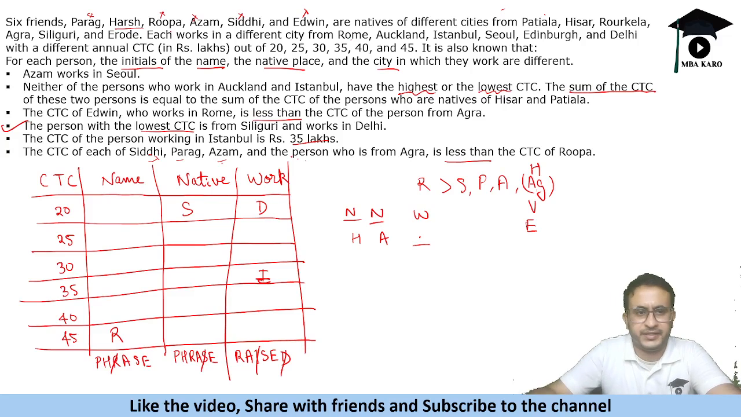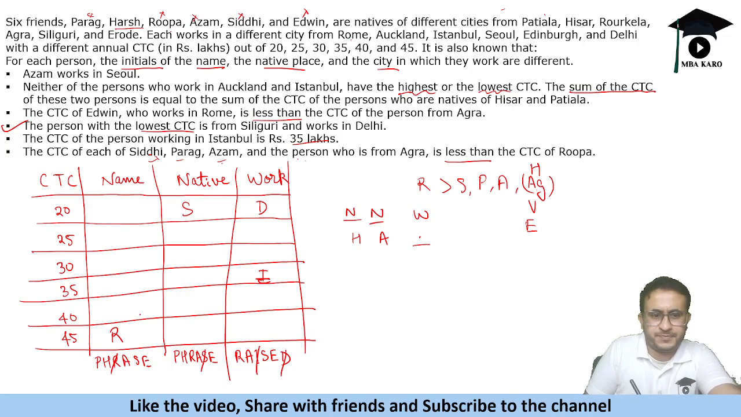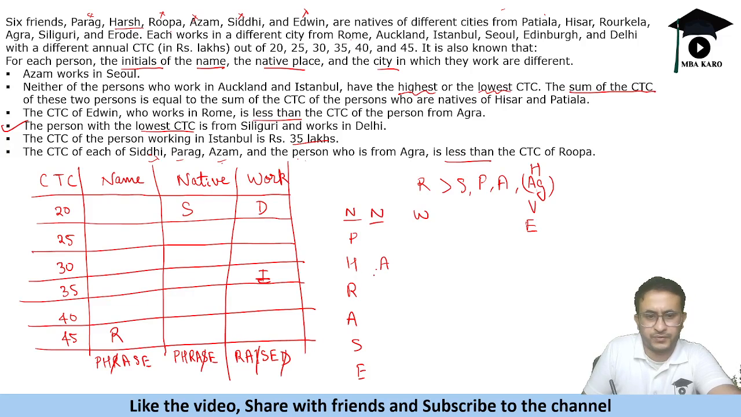Then this is done, and another thing that is given to us is Edwin works in Rome. So let us put for all these people. Okay, here you write the names of all the people. Let's say place we can put like this and see whatever information we have. Right. So Harsh, the native place is Agra. Okay. Rupa we will figure out. Then S and D. Edwin works in Rome. So Edwin, the workplace is Rome.